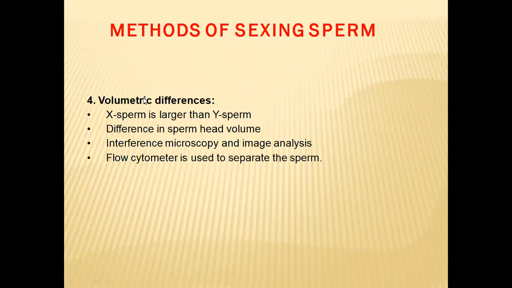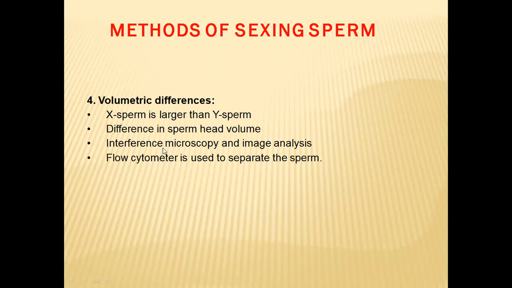And the last and fourth important one is volumetric differences. In volumetric differences, the X sperm is larger than the Y sperm. The X sperm has more DNA than the Y sperm. This difference is very useful in separating them. Apart from this size and content, there are differences in sperm head volume also. So Y sperms and X sperms have differences in the sperm head.